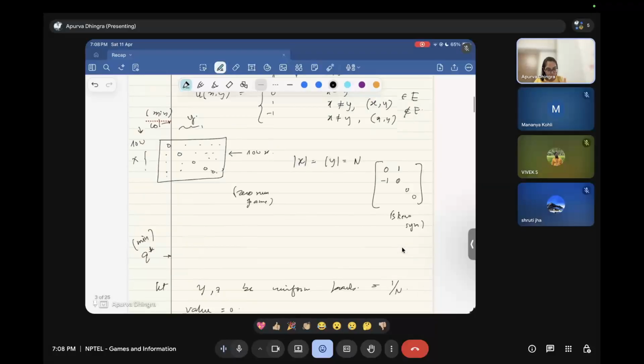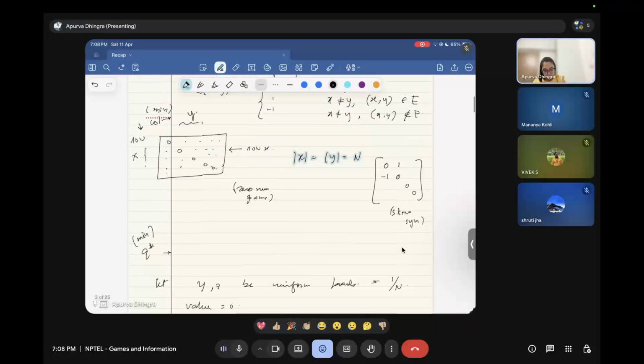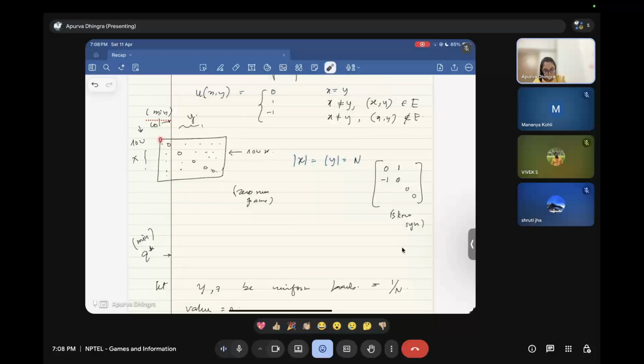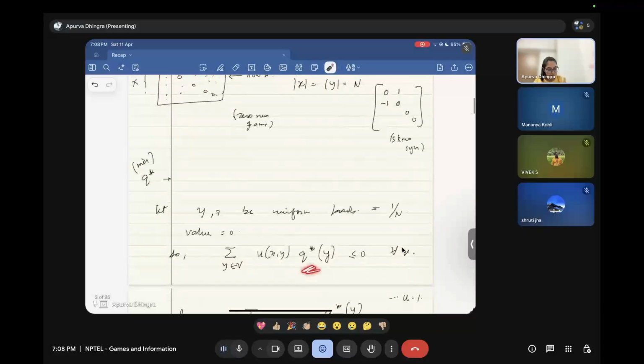So you're taking the expected utility here. You have these q star y probability values, and then whatever is the corresponding utility there, one of those values, 0, 1, or minus 1, and then you're just taking the sum of all of them.